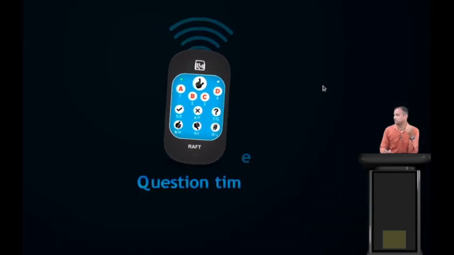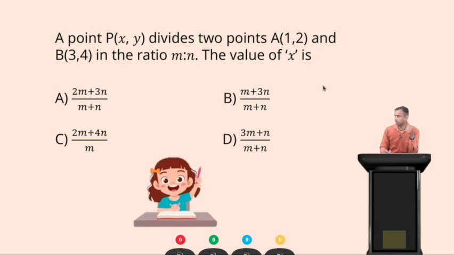Okay class, now it's question time. A point P divides 2 points in the ratio m:n. The value of x is, and your time starts now. Solve this question.